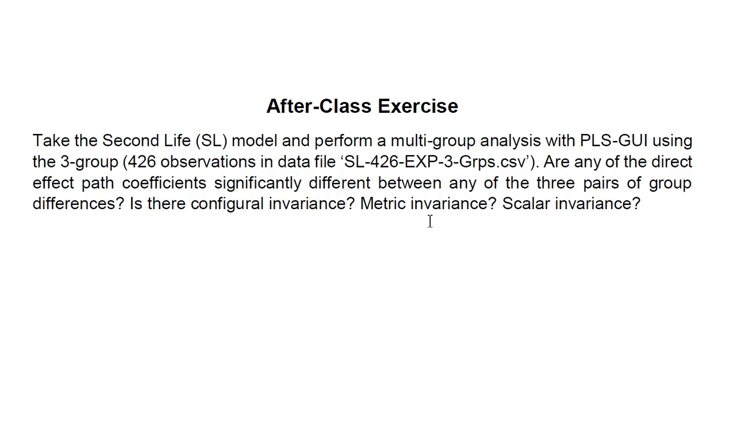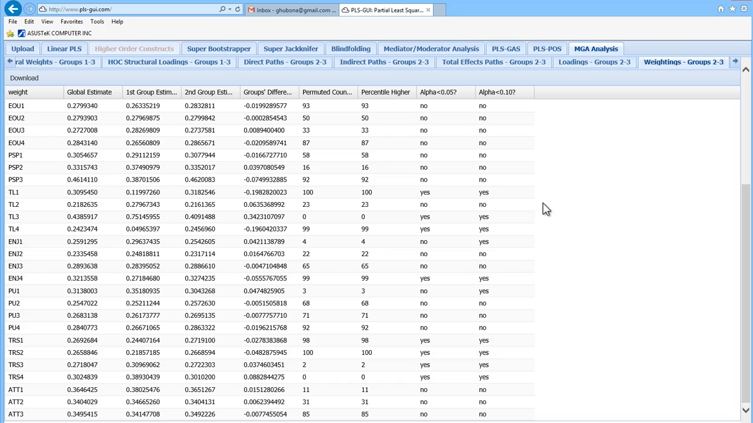Okay, so the answer to this part of the question, is there metric invariance? In the first case, it was partial. The second case, there were quite a few that were different, so that might be a problem. We would have to say no. Scalar invariance really relates to the latent variables. Are they different between the groups? And we have that as well.